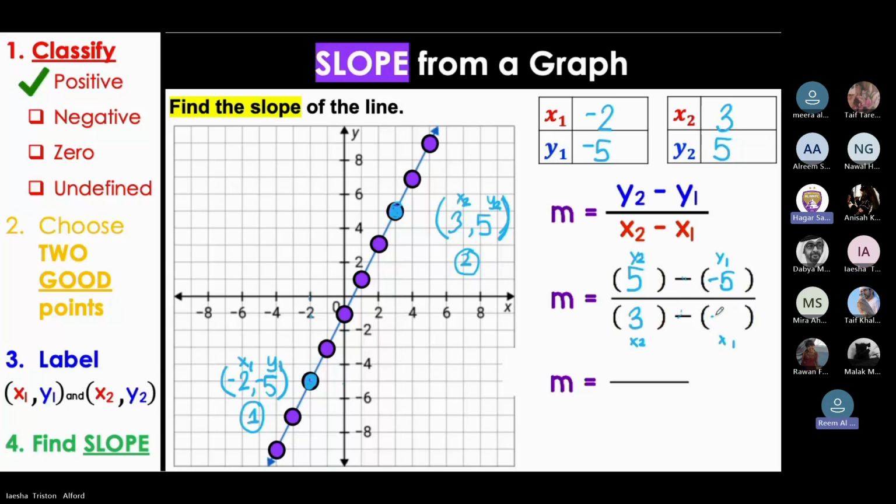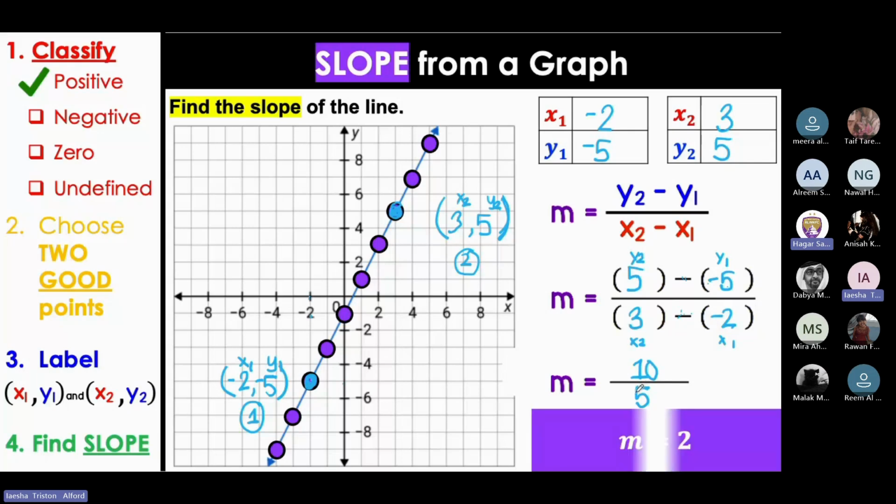The next step, subtract the numbers. So you subtract the numbers in the top. 5 subtract negative 5. It's positive 10. Fine. 3 subtract negative 2. Positive 5. Correct. Divide and you get positive 2.